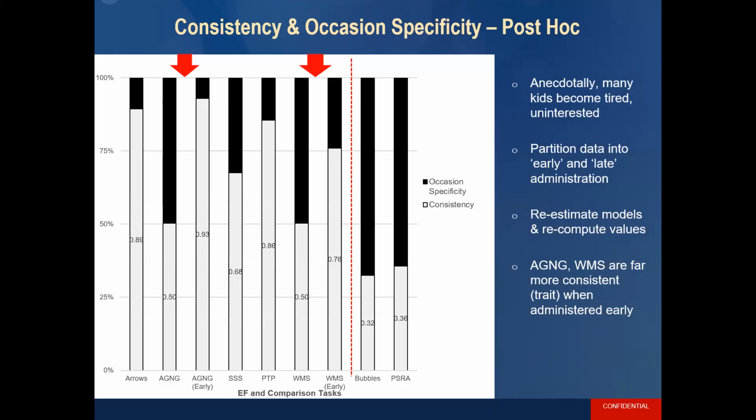And we see a similar phenomenon with the working memory span. So it goes from 50% up to 76%. But this is all post hoc. You know, I'm now cutting the data up in ways that maybe we shouldn't be. But it was interesting, and it provided some sort of clarity to us about what might be happening.